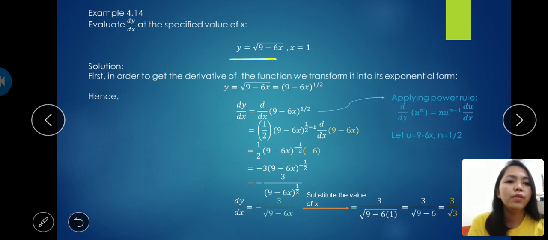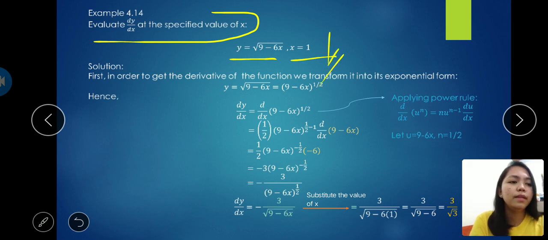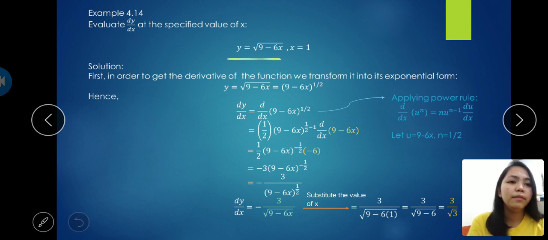So, we have here the function y is equal to the square root of 9 minus 6x. Ang problem natin is we have a specific value of x. Pinapahanap na sa atin yung derivative ng isang function given yung value ng x, at the specified value of x. So, first, in order to get the derivative of the function, we transform it into its exponential form. Sa libro, meron kasi siyang direct formula din for functions na may radical symbol. Pero sa akin, no need nang dagdagan pa yun. Pwede namang i-apply dito si power rule. Kaya, mas maganda na i-transform na lang siya into exponential form.